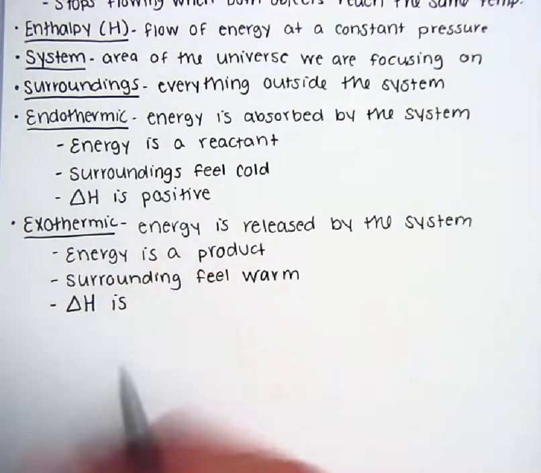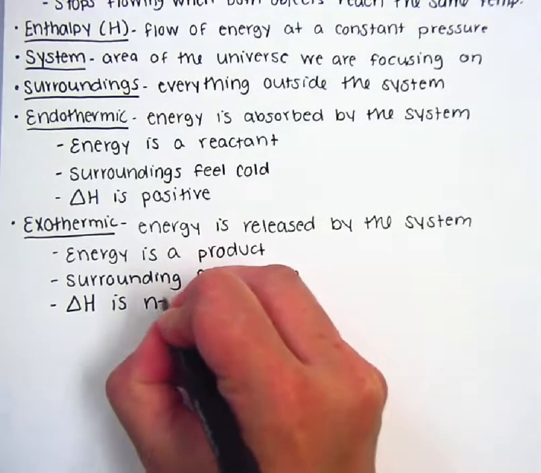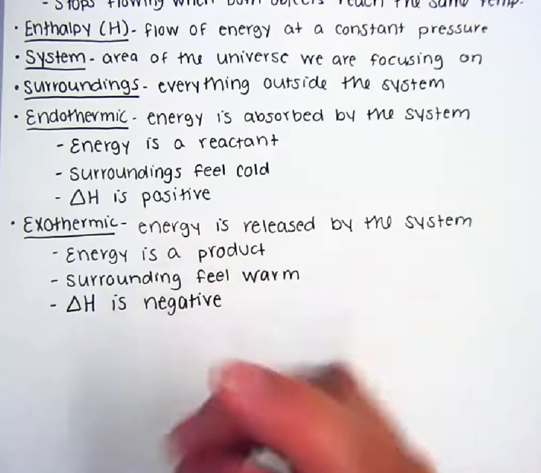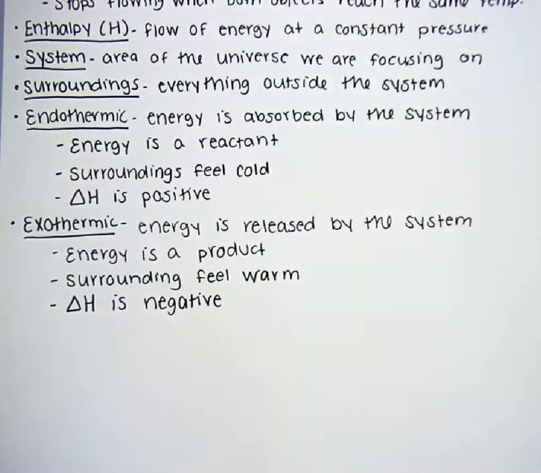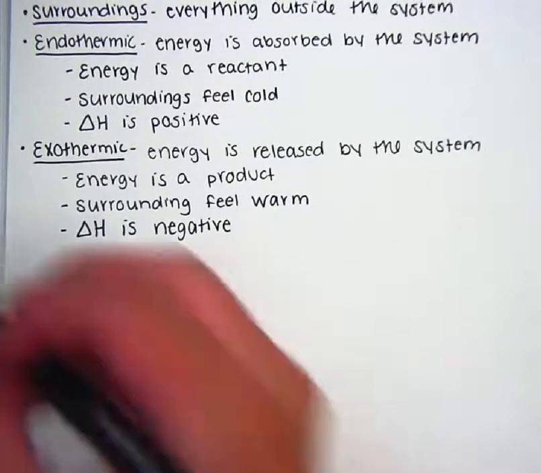Since energy is exiting or leaving, delta H is negative. It doesn't mean we have negative energy. The negative sign just shows us that energy is exiting the system. The sign tells us which way energy flows. So those are some important terms to keep in mind. They're things we're going to be talking about throughout our unit on thermochemistry.